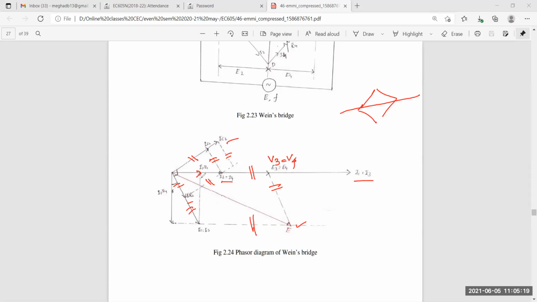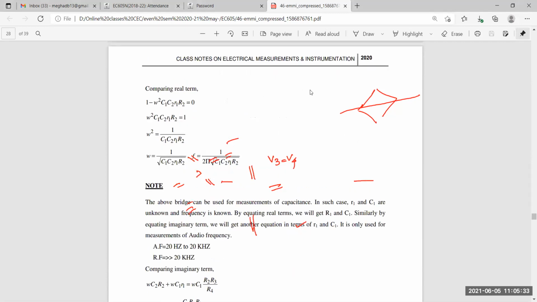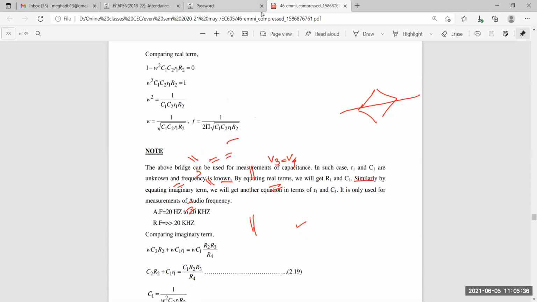In your question paper, if they ask you for the phasor diagram, then only go for it. Otherwise it is not required that much. Just have an idea that these bridges have their own phasor diagram. That is important. See here, comparing the real and imaginary terms, we have shown how we can find out F. This is the F that we are getting. Now a note has been given in my notes. Let us check it out. The above bridge can be used for measurement of capacitance.